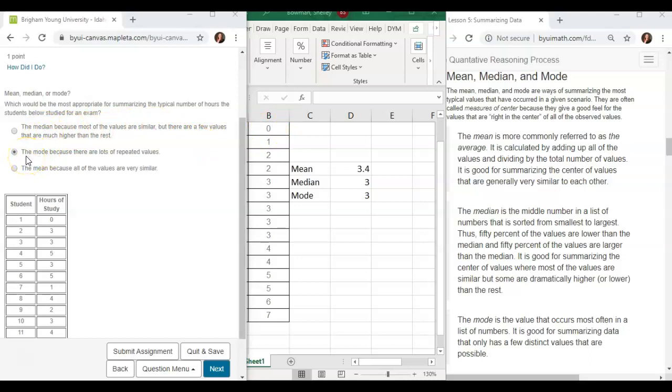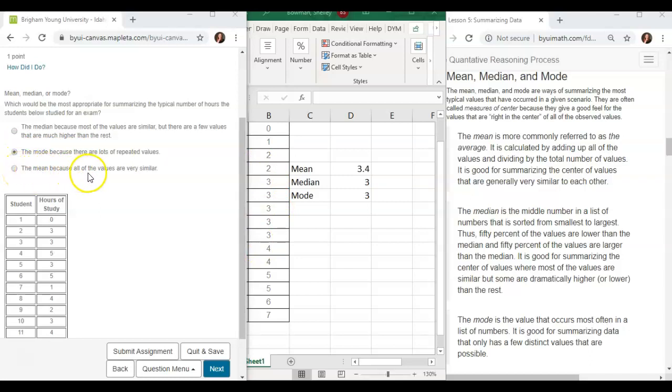The mode, however, we do have a lot of repeated values in here. 1, 2, 3, 4, 5 that are all 3 hours. So that's actually looking really good. So I'm going to select that for now. We'll go to the next one.